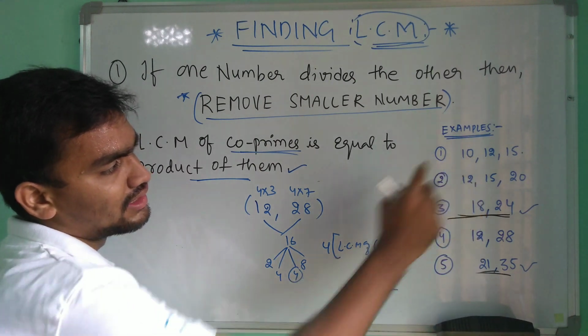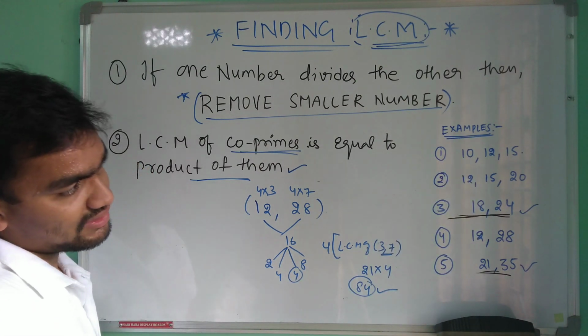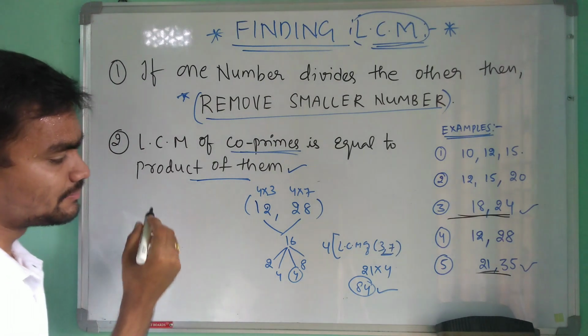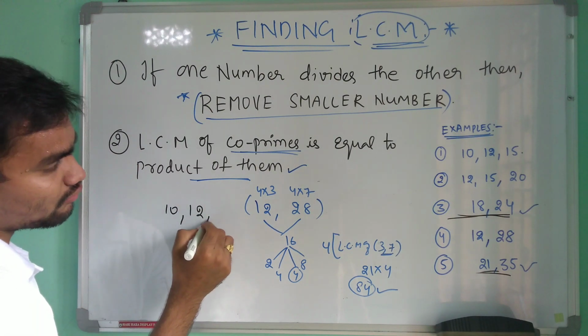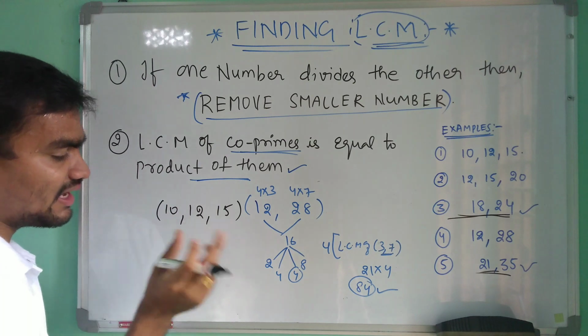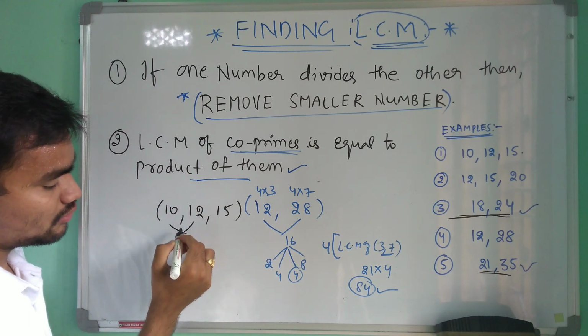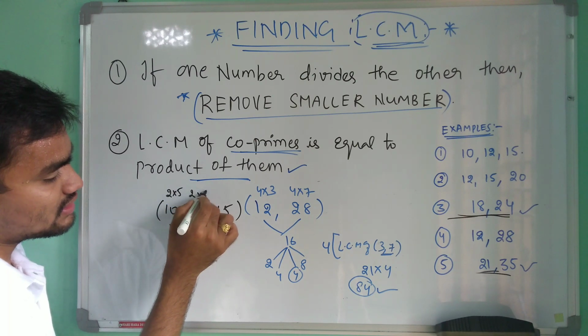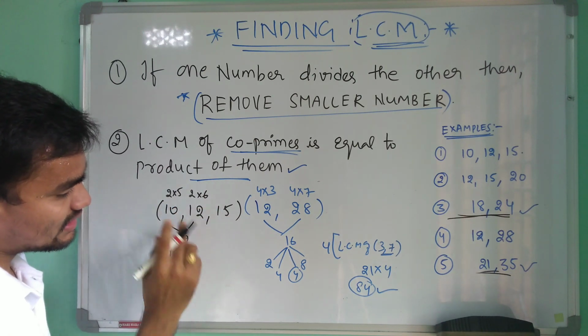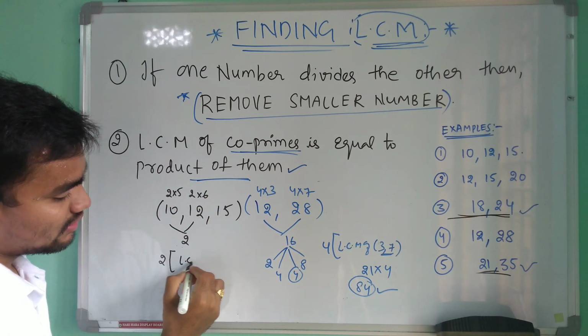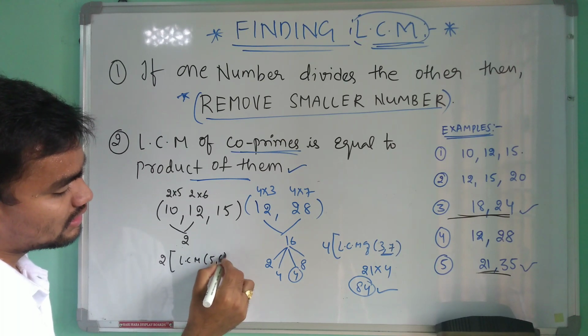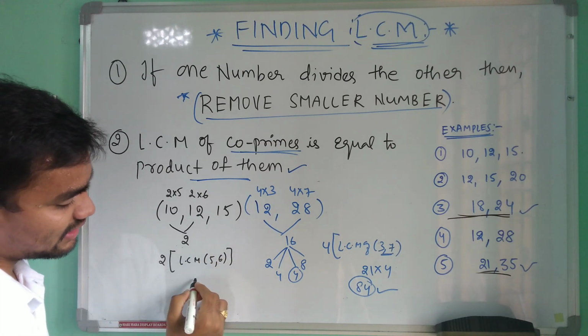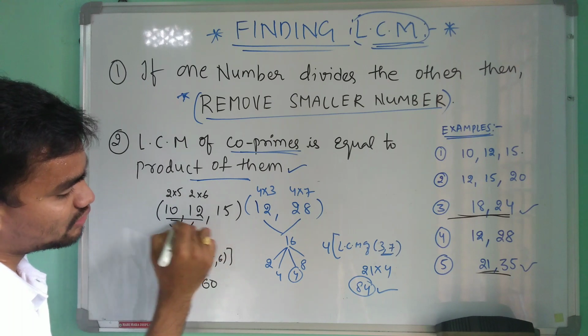Now let me take an example of finding the LCM of three numbers. This is also similar, between 10, 12 and 15. First pick any two numbers. Let me take these two. The difference is 2. So now I can write this as 2 into 5 and 2 into 6. Now take 2 common. LCM of 5 and 6 is 30, since these are consecutive numbers. 30 into 2, 60, is the LCM of these two numbers.